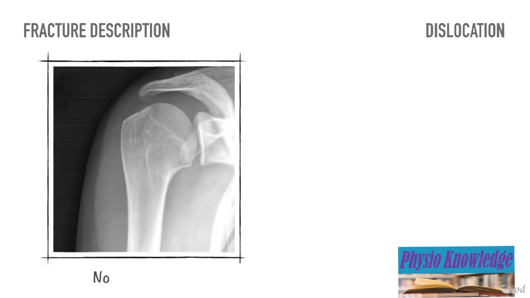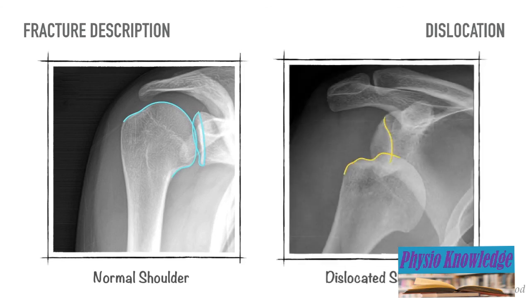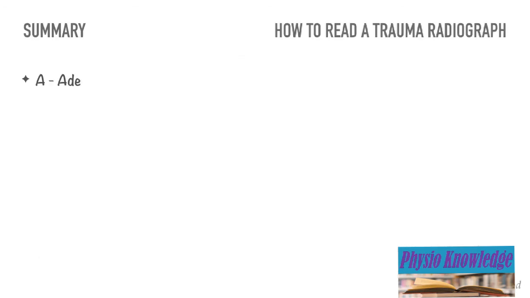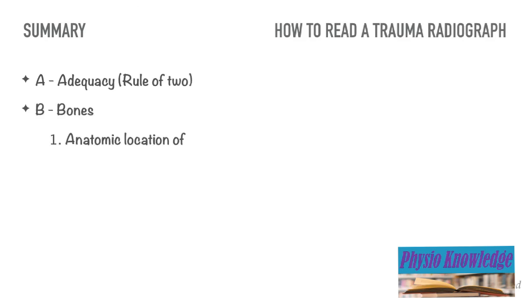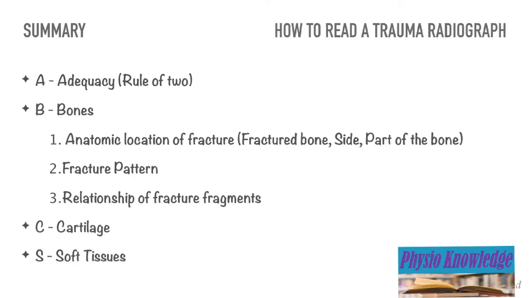Subluxation or dislocation of the joint is present if there is disruption of normal relationship of articular surfaces. One must also note the direction of the dislocation. So by following this simple approach, one can easily describe any trauma radiograph in a scientific way without missing out any essential detail.